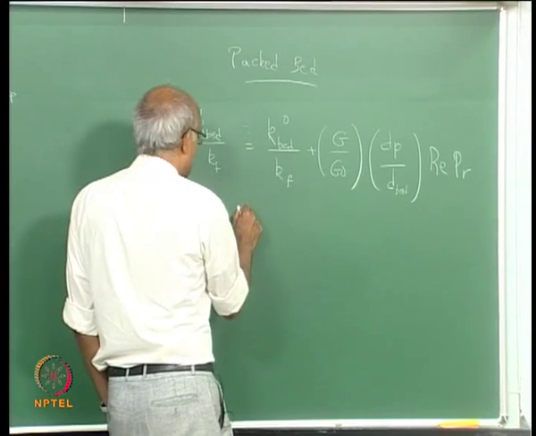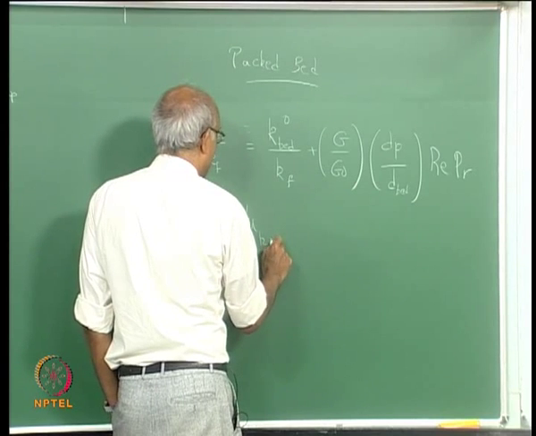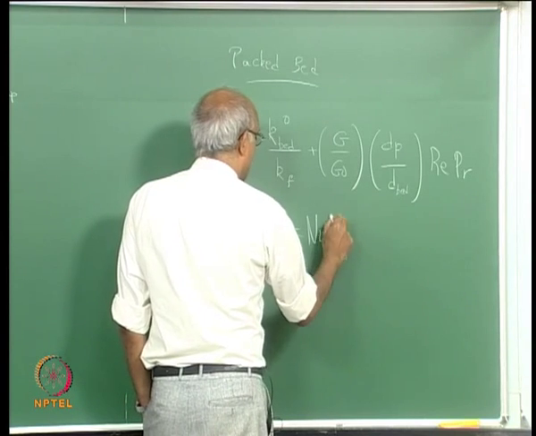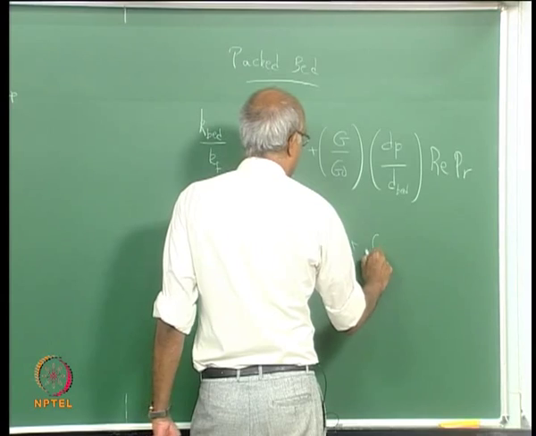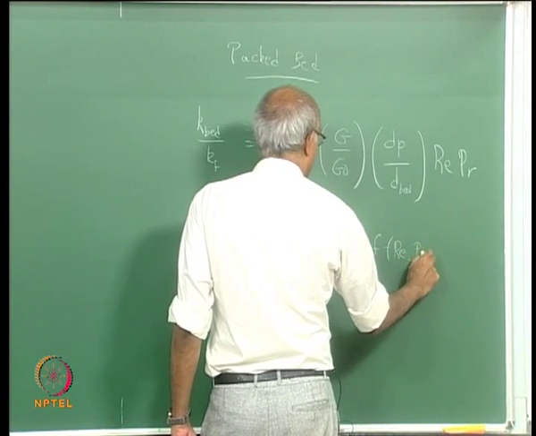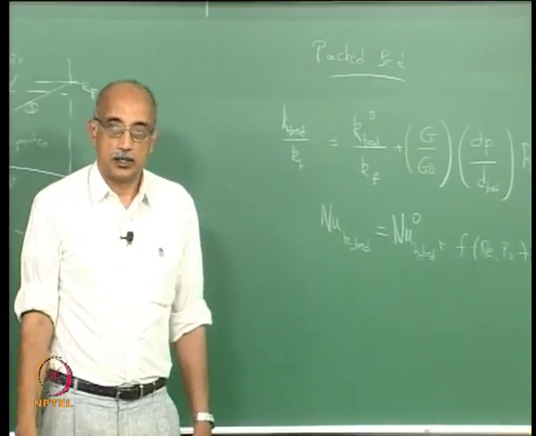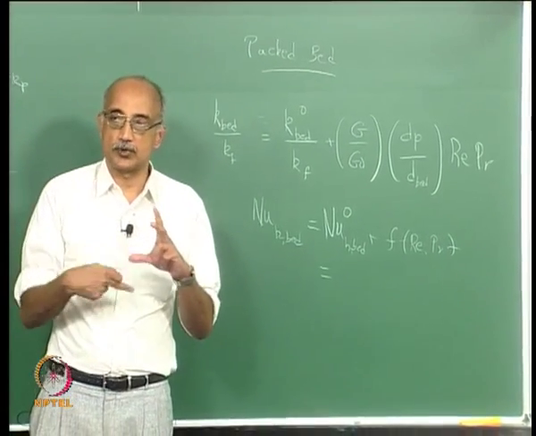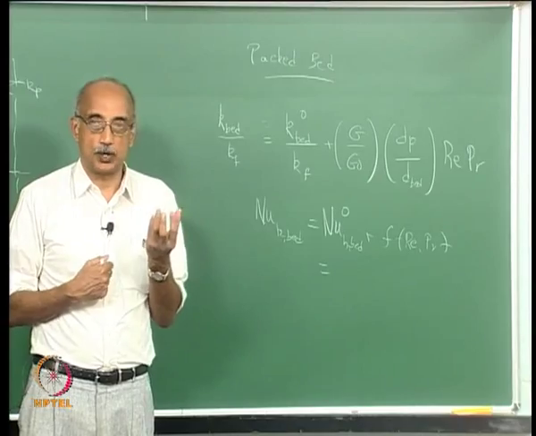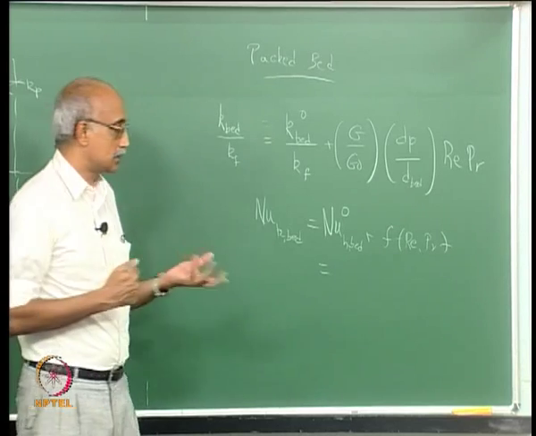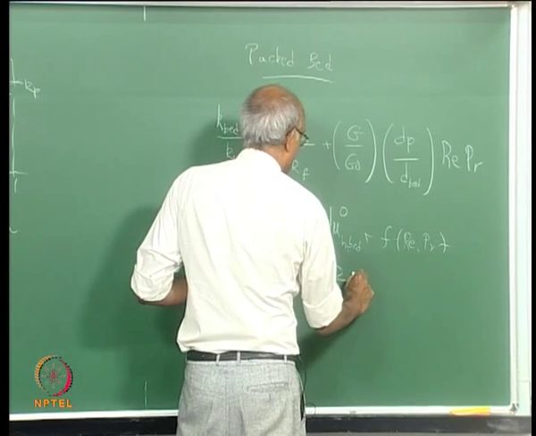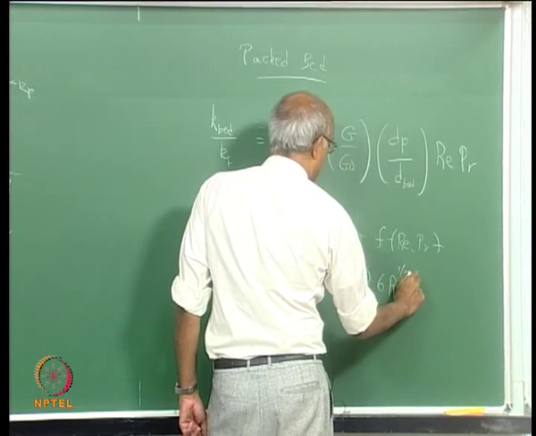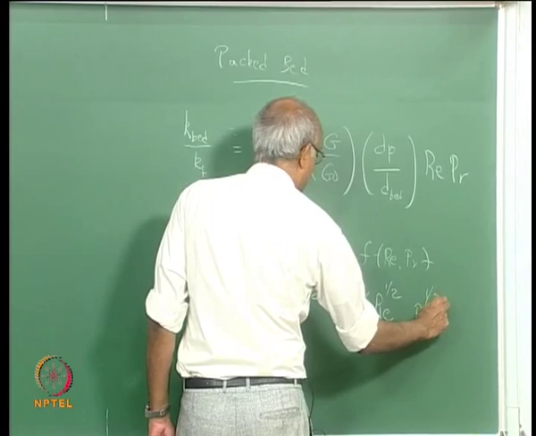So if you take a Nusselt number for the packed bed, this is again going to be the Nusselt number under no flow conditions, plus a function of Reynolds number and Prandtl number. If we take the reference value as the Nusselt number of heat transfer corresponding to a spherical particle in quiescent conditions, then this is going to be approximately equal to 2. And this function is normally written as 0.6 times Reynolds number to the power half times Prandtl number to the power 1/3.